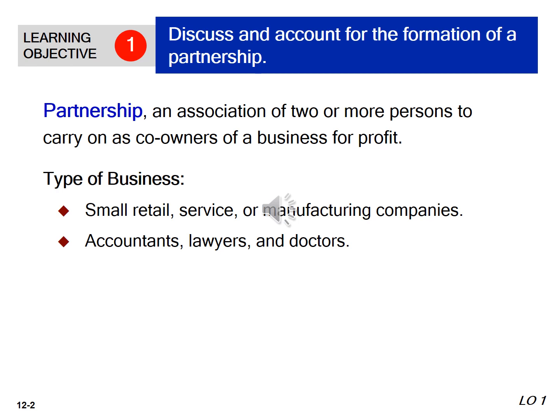So let's start with the first learning objective. We'll try to discuss and account for the formation of a partnership. But before we do that, let's try to understand what is a partnership. A partnership is simply an association of two or more persons to carry on as co-owners of a business for profit. You typically find partnerships in small retailers, services, or manufacturing companies, or in accounting offices, lawyers, and doctors.